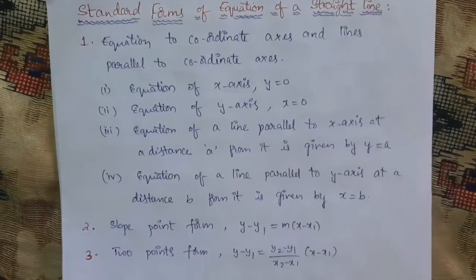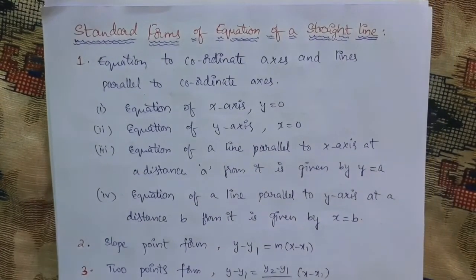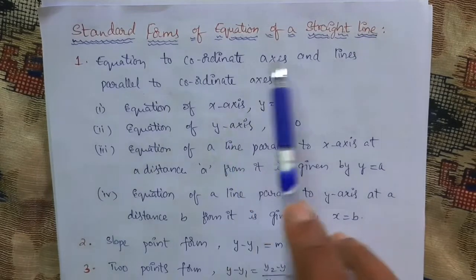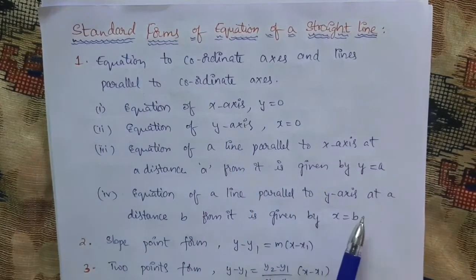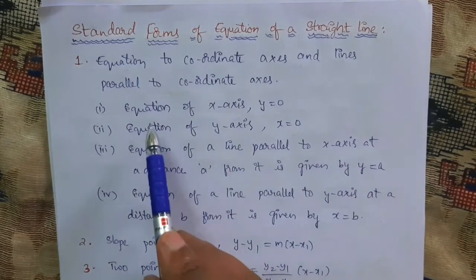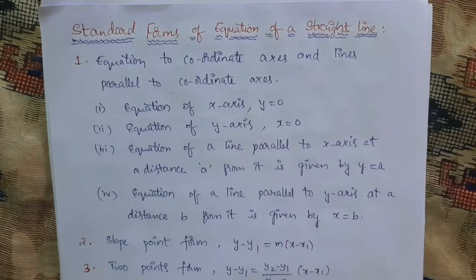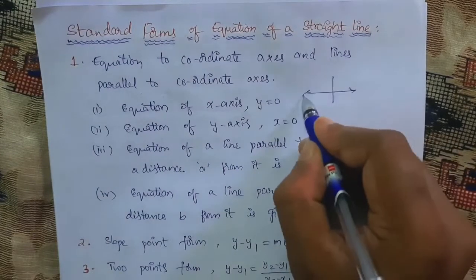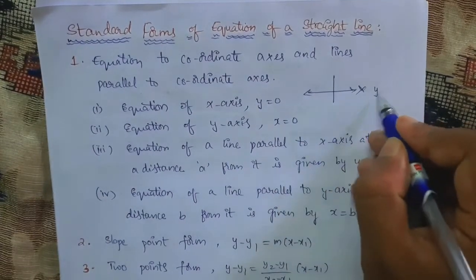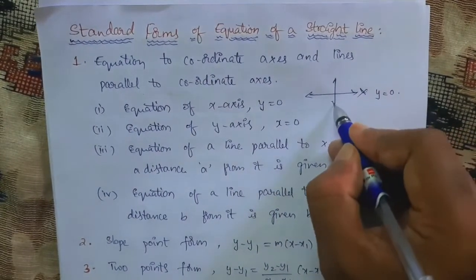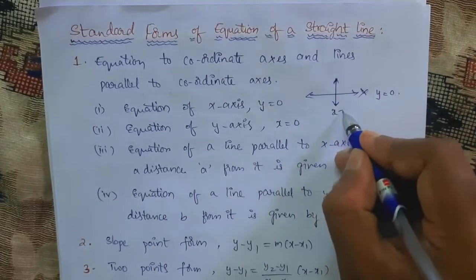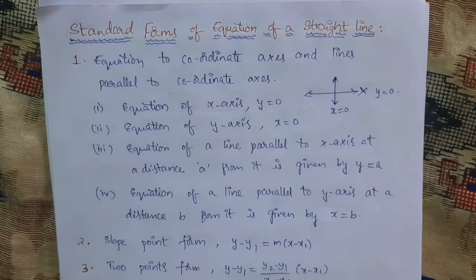Next, standard forms of equation of a straight line. So these are the different types of equations. Equation of coordinate axes and lines parallel to coordinate axes. The equation of the x-axis we will consider as y equal to 0. Now the equation of the y-axis we will consider as x equal to 0.